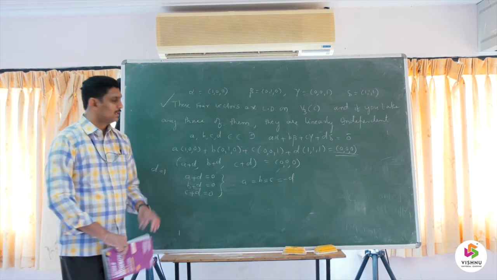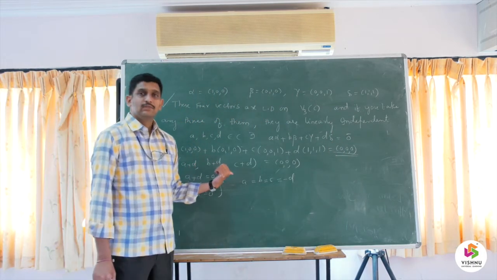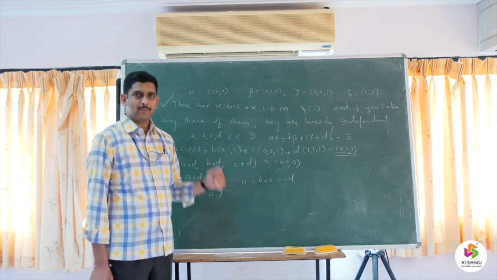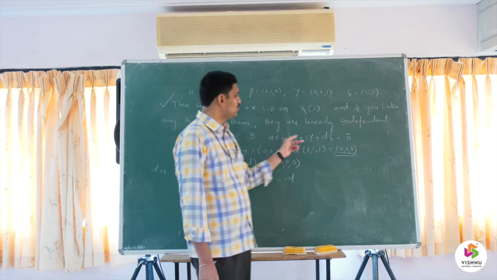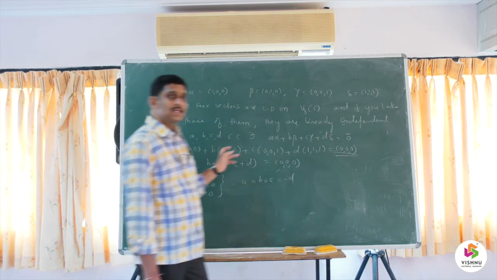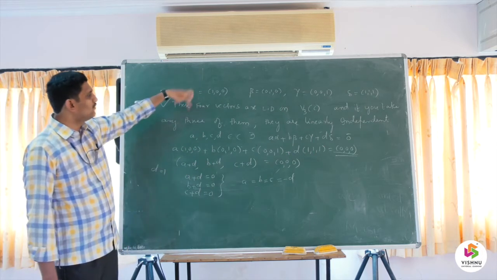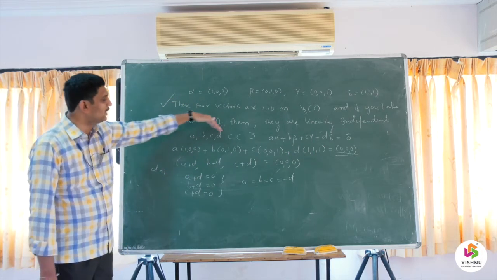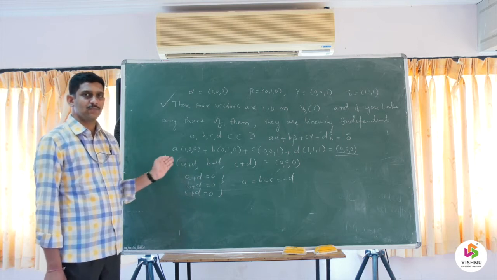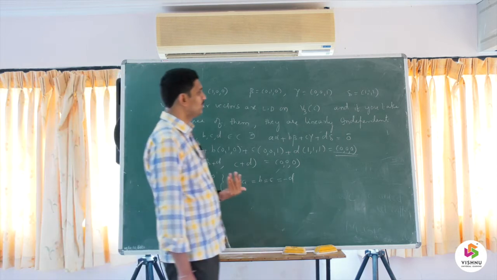Again I repeat, I have found values of a, b, c, d which are non-zero numbers such that if I substitute in the linear combination, you will get the output as 0. Hence, I conclude that the given 4 vectors, if you take them together, are a linearly dependent set from the definition. Now let us go with the second part of the problem.